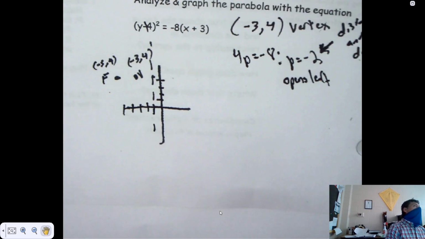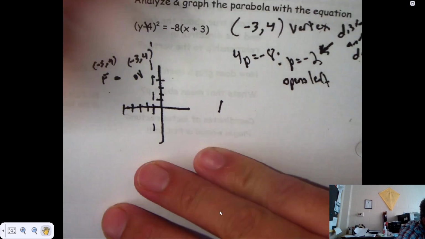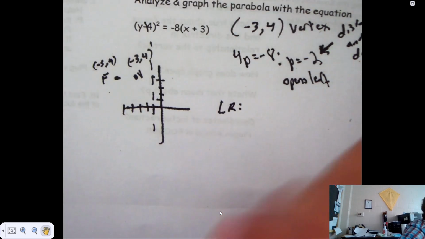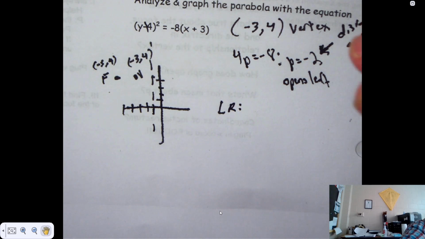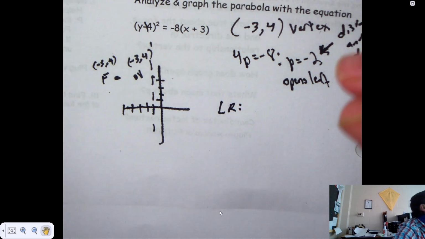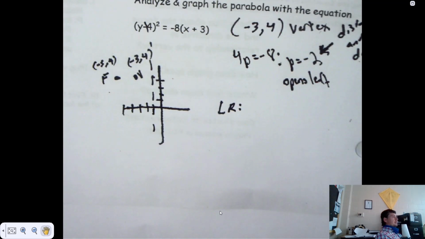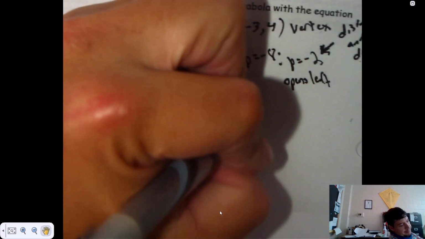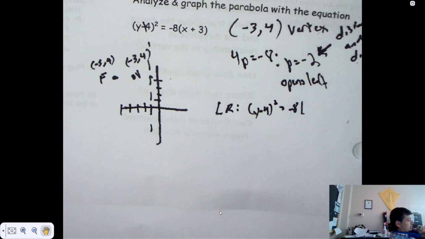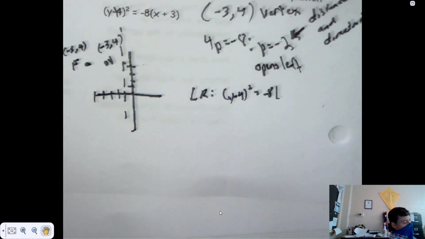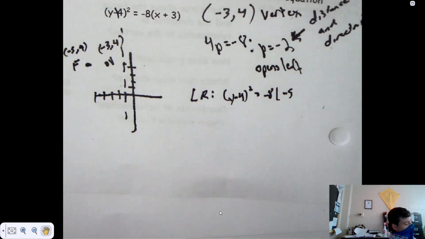All we need now are the endpoints of the latus rectum. How do you find the endpoints of the latus rectum? Might have to look on the first slide on the front page of your notes. Plug in the x coordinate of the focus. So y minus 4 squared equals negative 8. What's your x value? Negative 5 plus a 3.